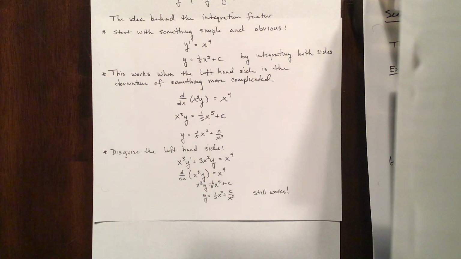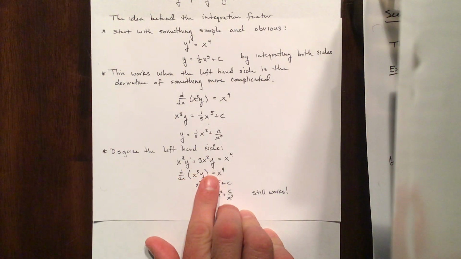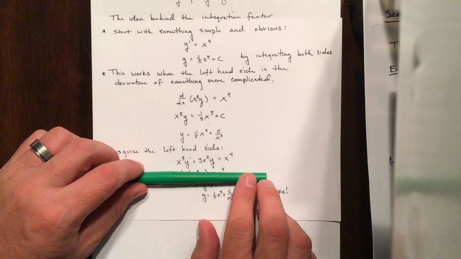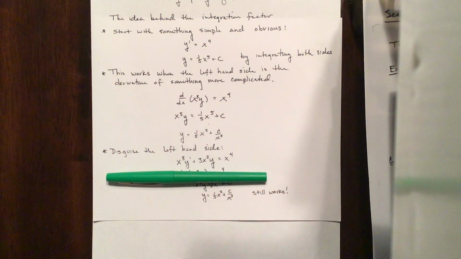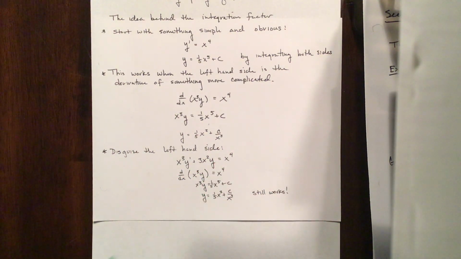Complicating that slightly, we can say the left-hand side is x cubed y prime plus 3x squared y. That is the derivative of x cubed y using the product rule. And said, let's solve this differential equation. Now, it would be incumbent upon you to look at the left-hand side and say, that looks like the derivative using the product rule of something. What would that something be? Oh, aha, it's x cubed y. And then integrate both sides, and you've already seen the rest of that.